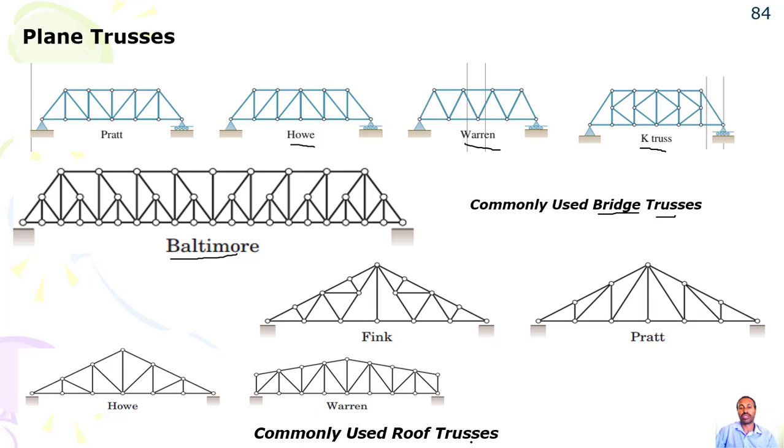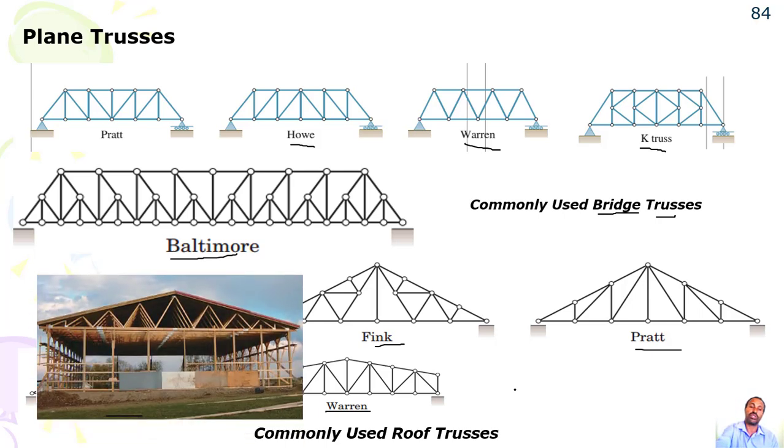And commonly used roof trusses, you may have Pink, such type of roof structure. You may have Pratt and also Howe again, and a Warren roof truss may also be given. The only thing is you draw the overall free body diagram, calculate the external reactions, and then follow either the joint method or the section method. This is just a roof truss, you can see, with the support acting on this one, so you may have such a bracing element.